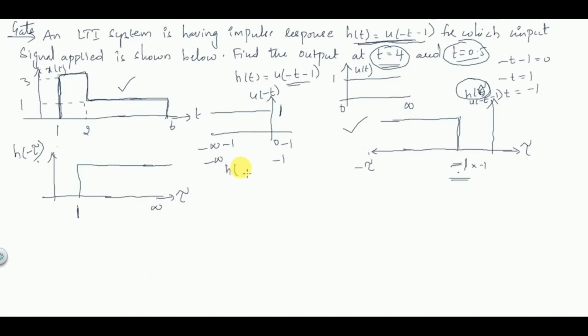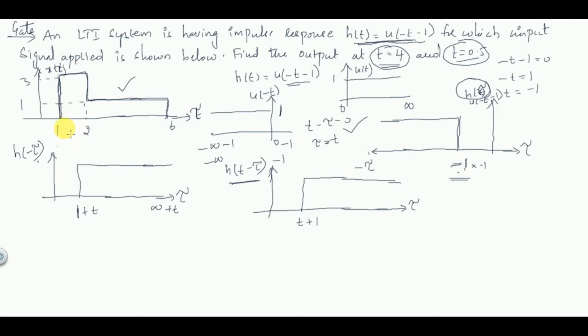Next is shifting. You have to find h of t minus tau. What I have told you: t minus tau is equal to 0, so tau is equal to t. Everywhere you have to add t. So 1 is added with t, and infinity is also added with t. So h of t minus tau starts from t plus 1 and extends up to infinity. Both are positive values only. So this is h of t minus tau, and if you substitute tau, you'll get x of tau. These are the two functions which we have to consider for convolution.